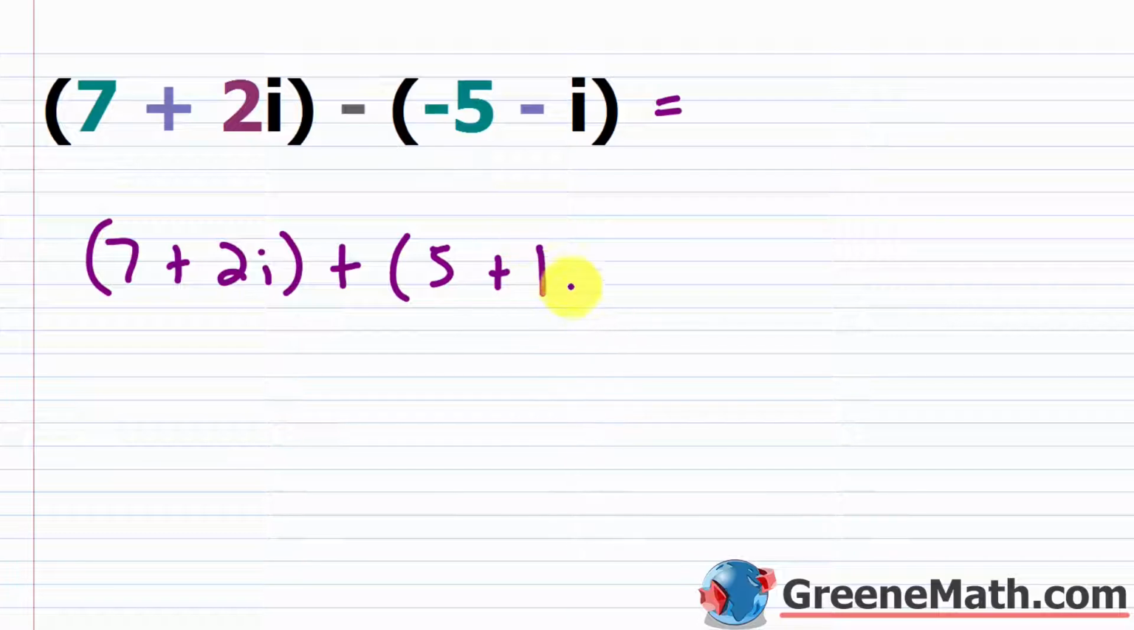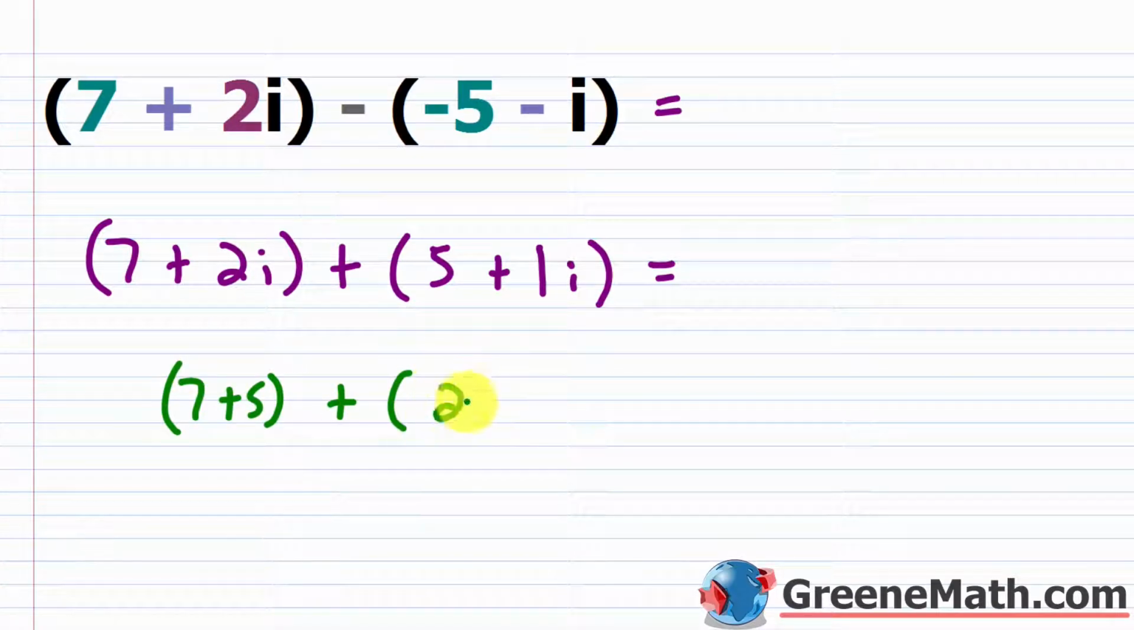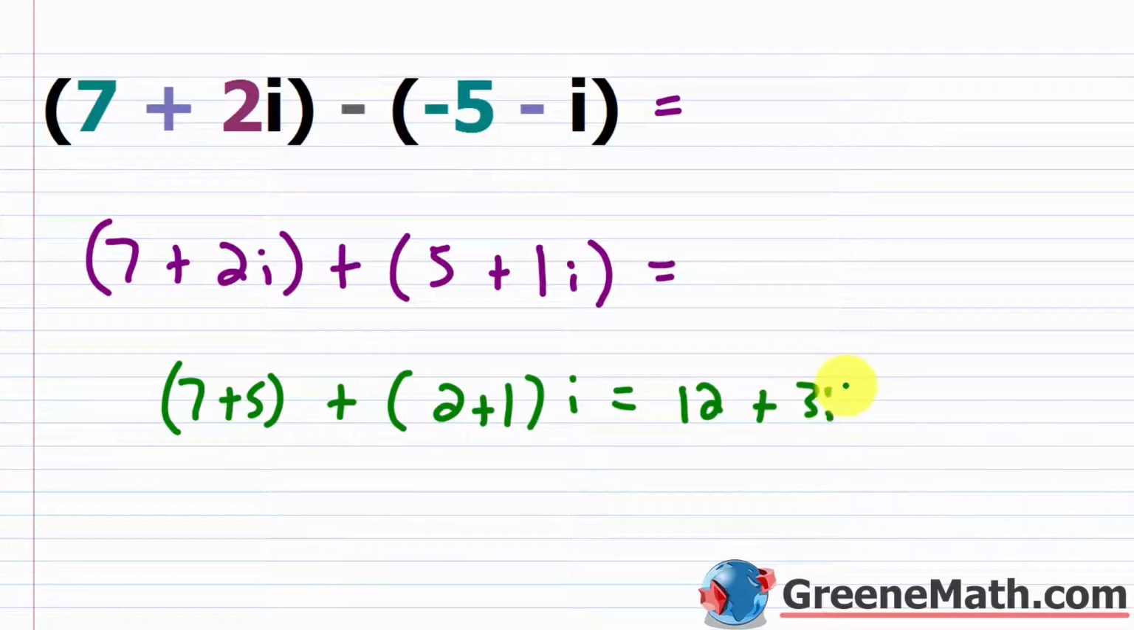I'm going to write a 1 and then times i. Remember, if something's hanging out by itself like x, you can put a 1 in front as the coefficient, okay? So now I can just add. So this will be 7 plus 5, and then plus, you're going to have 2 plus 1, and then times i. So this gives me 12 plus 3i as a result.